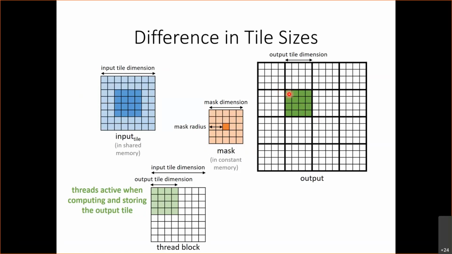And each thread block is going to load 1 input tile, and the size of an input tile is the size of the output tile plus the mask dimension minus 1. So I'm going to have tile size plus mask dimension minus 1, times tile size plus mask dimension minus 1, as the number of global memory loads, of course times 4 bytes, because each load is 4 bytes.